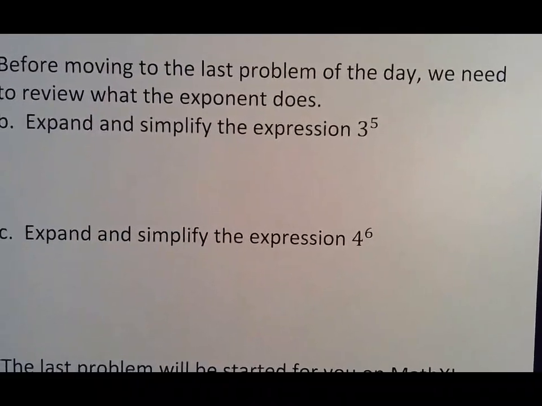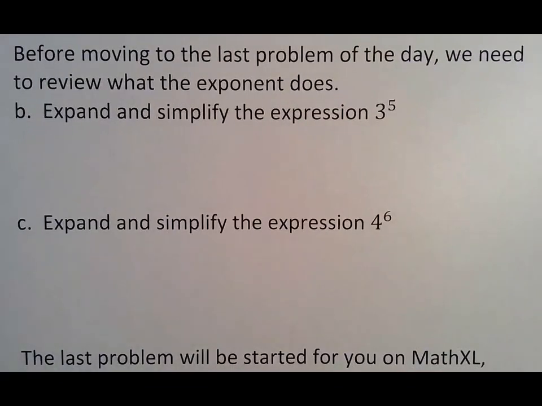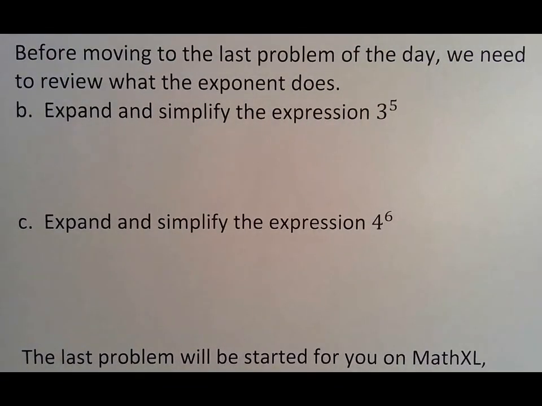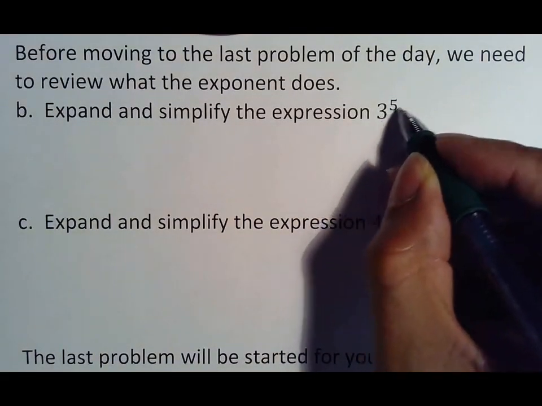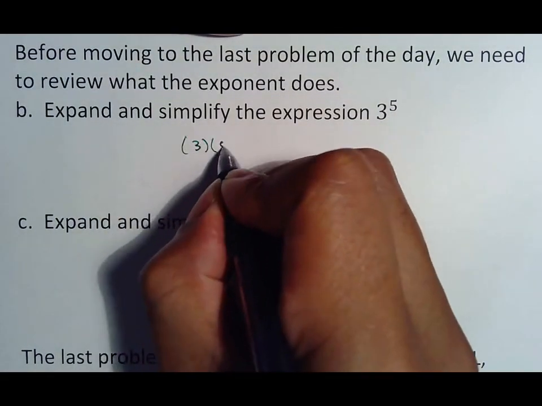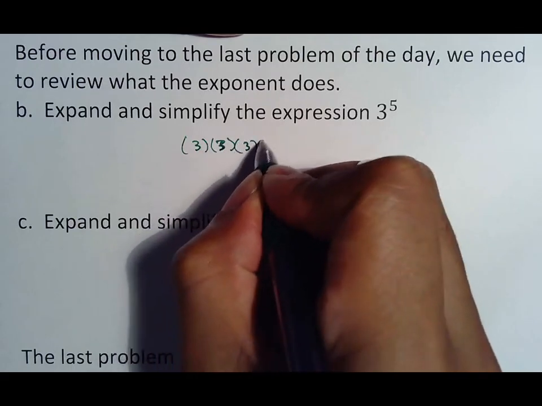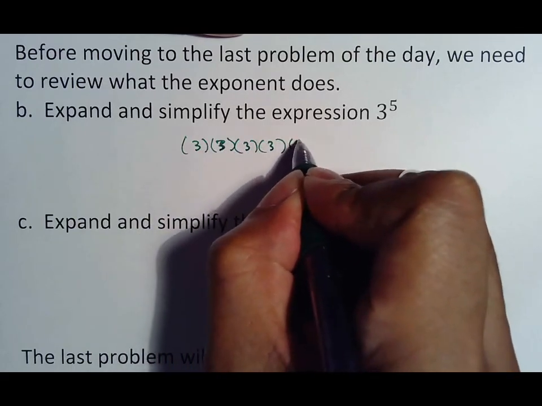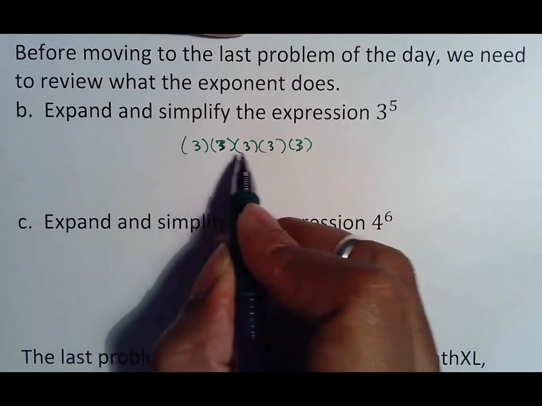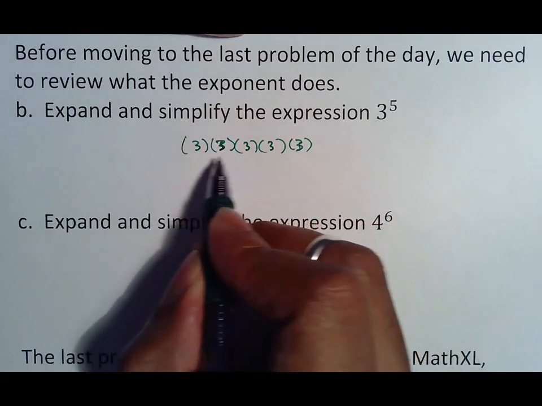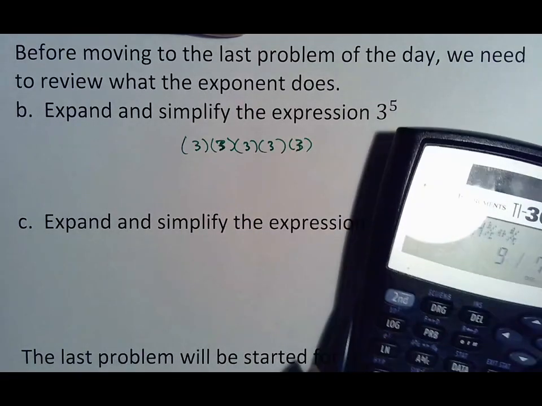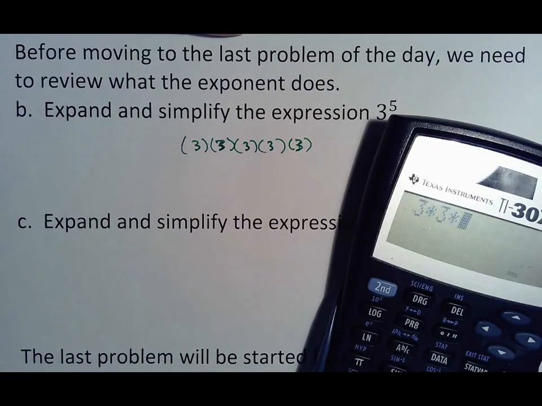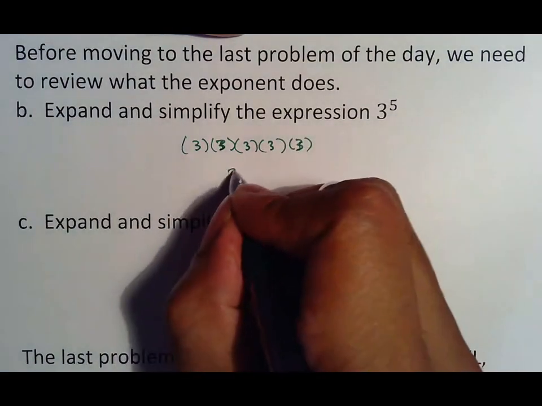So before moving on to that, we do need to look at how the exponent works. Again, this is the 3rd time we've seen this year. Remember that 3 to the 5th means not 3 times 5. It means take 3 and multiply it out 5 times. 1, 2, 3, 4, 5. And you will need to expand it by putting that in your computer part. And then you take your calculator and figure out what 3 times 3 times 3 times 3 times 3 is, which is 243.